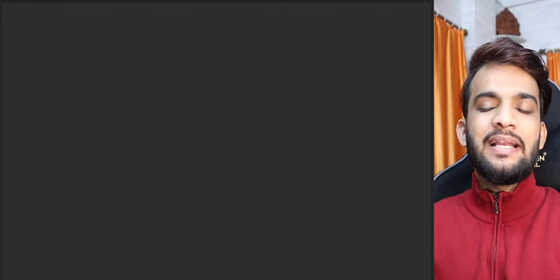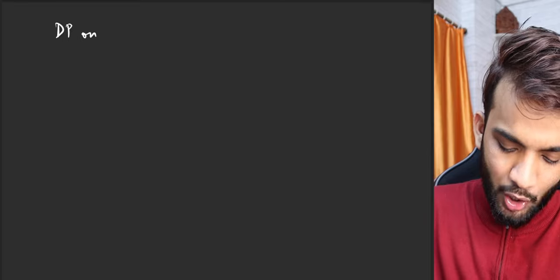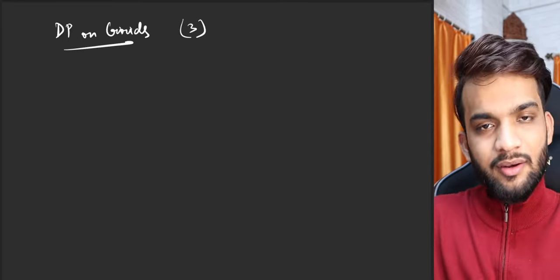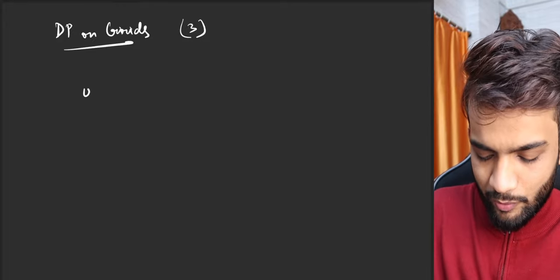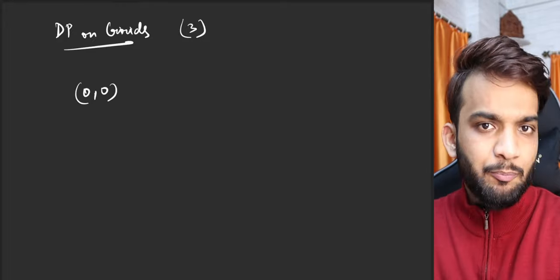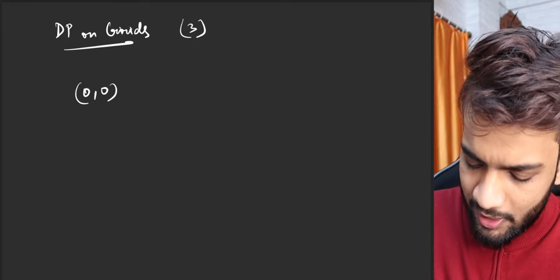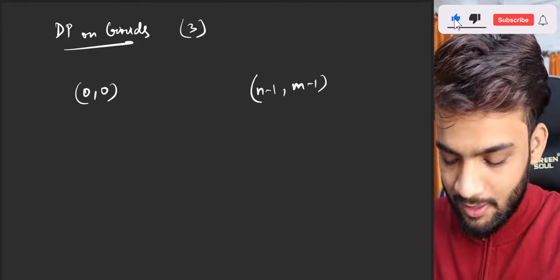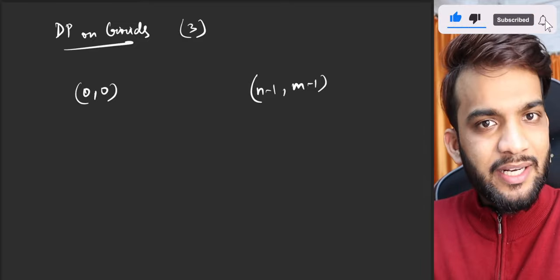So this is the 11th lecture of the dynamic programming playlist. Yes, till now we have done DP on grids. We have done three problems on DP on grids where there was a similar pattern where we always stated that the starting point is 0, 0 and the ending point is n minus 1, m minus 1. This was the pattern of questions that we have done.